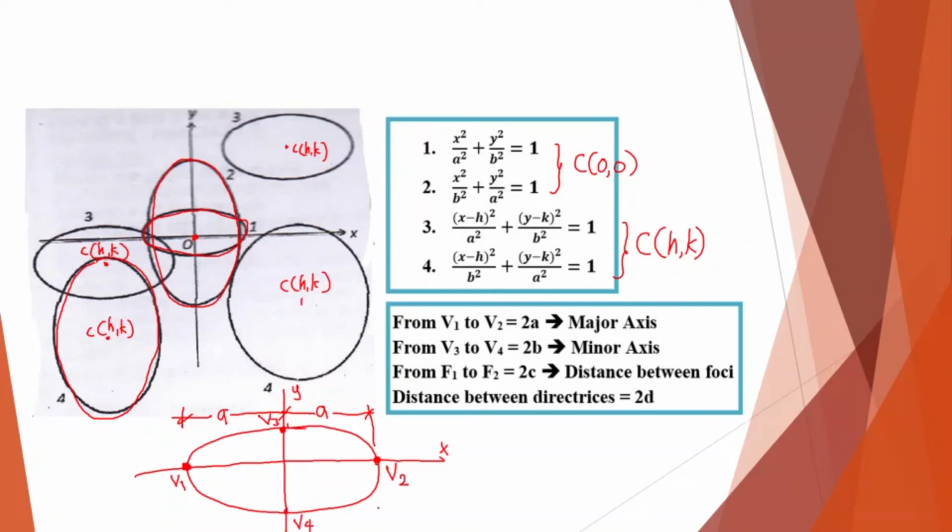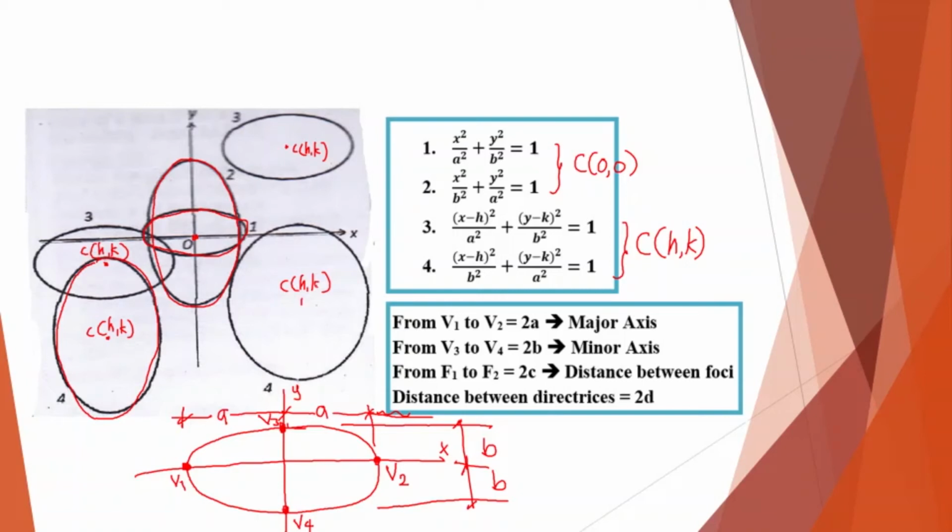Okay, so the distance from v4 to the origin is b, same with this, so from v3 to the origin is b. So that's why the distance from v3 to v4 is equal to 2b. So that will be your minor axis. Okay, so the major axis is the longer length, and the minor axis is the shorter length.